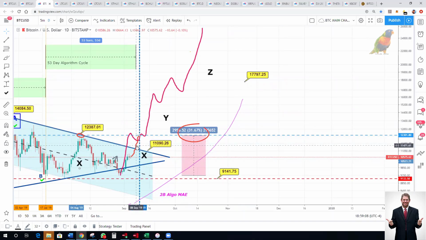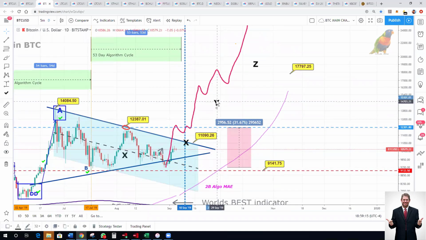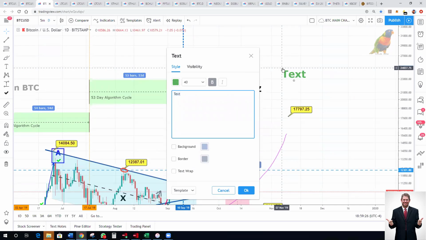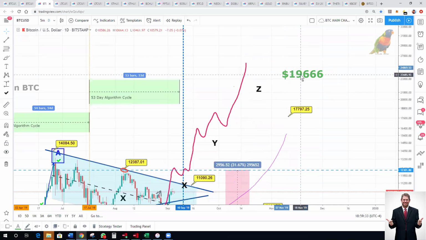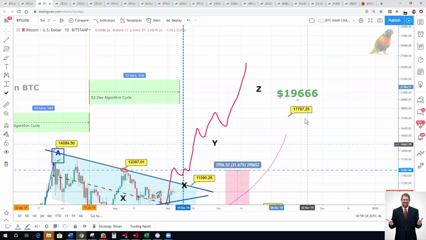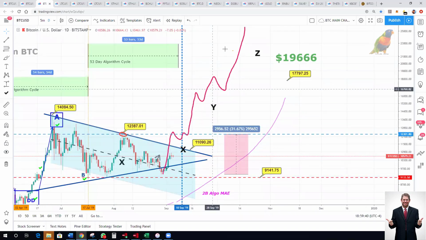Let me just take this out here just to clean up the screen a little bit. That is still your X leg that it's going to form. It's going to form a Y leg and it's going to form a Z leg up to this level here of, I think, I can't remember the figure now, but I think it was 19666 from memory, till it hits that level there of 19666. So guys, this is still due to form.